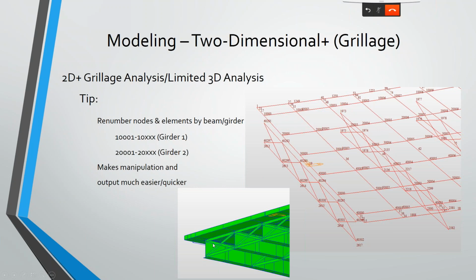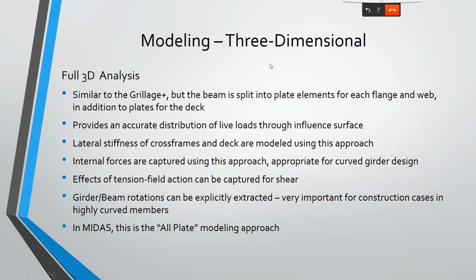And here it is in a 3D version. So what I'll be calling full 3D is essentially an all-plate model. This is very similar, but the girder gets split up into plate elements for the flange and the web separately. That's again going to give you more accurate live load distribution, the same thing we talked about through the grillage, and the internal forces as well.